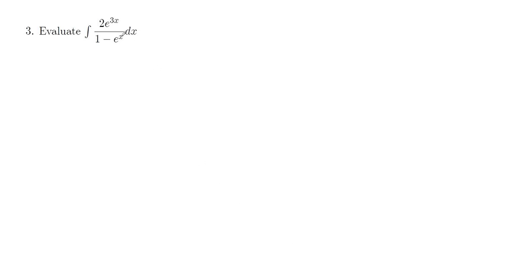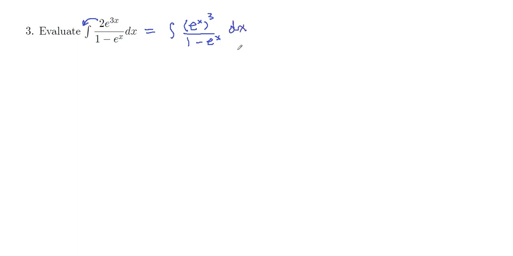So on this problem here, I see e to the x, and the e to the 3x, let's bring the 2 out here. I want to take and rewrite that e to the 3x as e to the x cubed, power to a power, because then 3 times x would give the 3x. Divide by 1 minus e to the x dx.